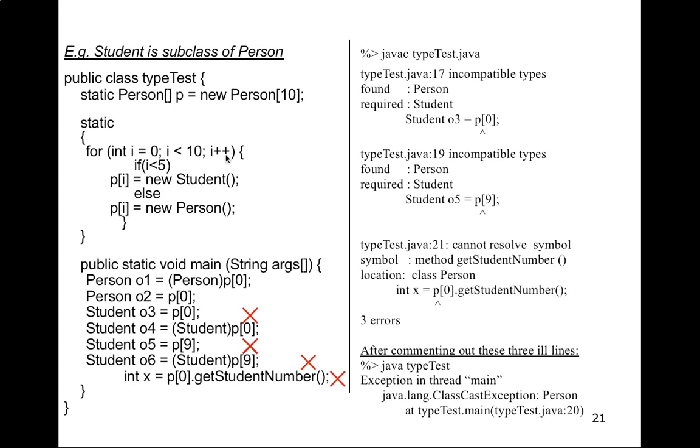So for i is equal to 0, i is less than 10, i plus plus is a standard for loop for those few people who are brand new. If i is less than 5, well, we're only going to do 5 essentially. We're putting 5 students in here, and then we're putting 5 people. So P[i] is our number from 0 to 10. The first 5 are students, the next 5 are people or persons.